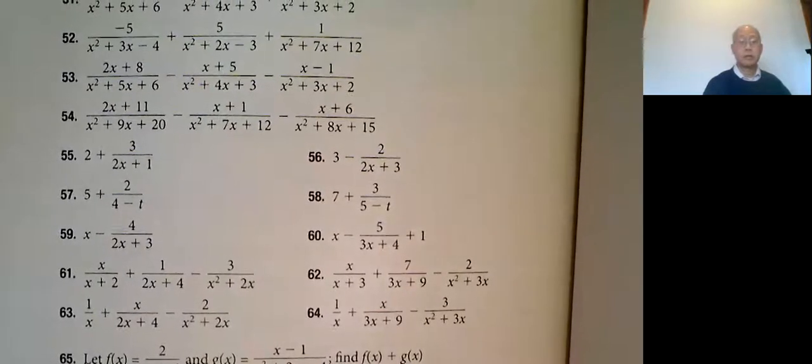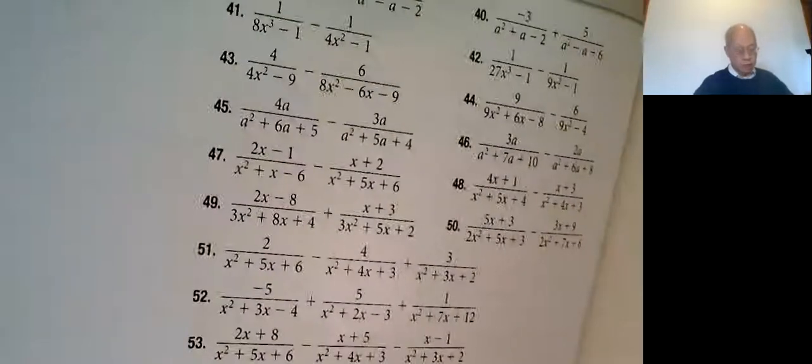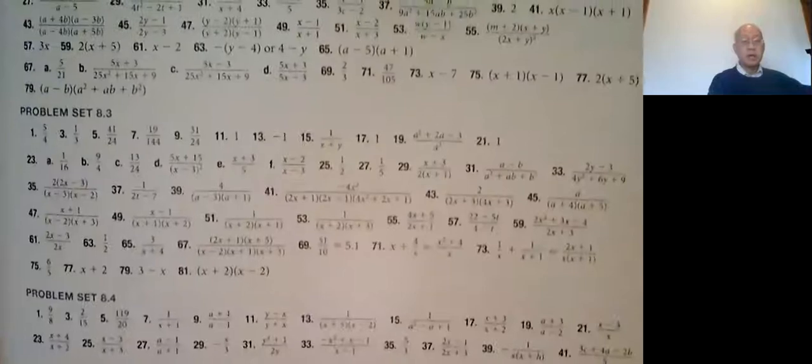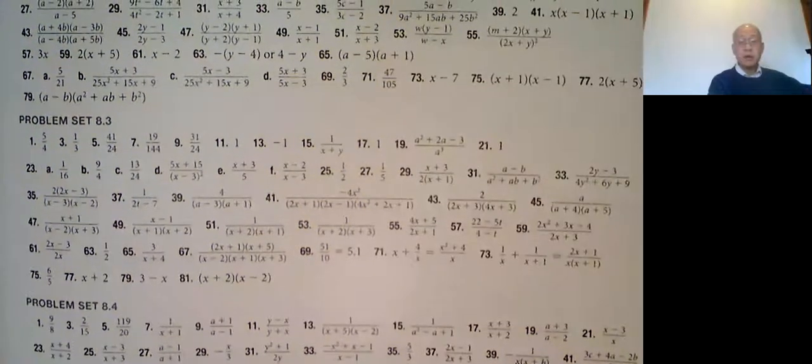Okay, we have to go up to 63. You can see 63 there. And the answers are in the back of the book, 8.3. And that's that. Okay. So 8.3, we're adding and subtracting fractions.